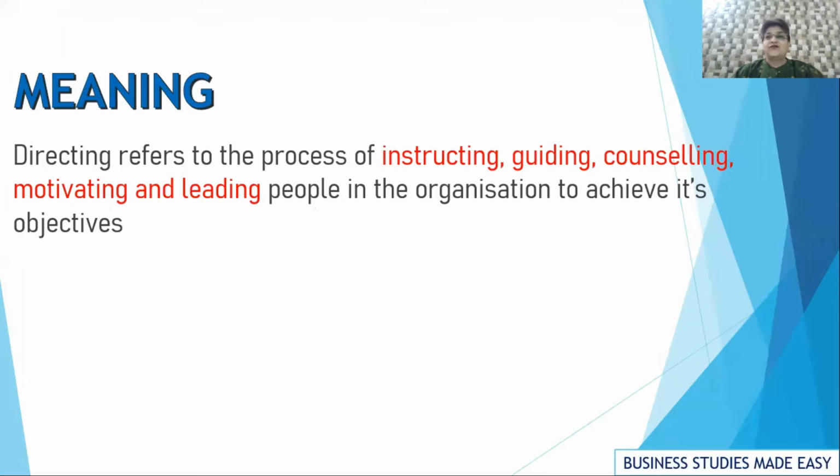So it is the process of instructing, guiding, counseling, motivating, and leading the people. So in this function, the workers, the people, the employees in the organization, are instructed about how the work is to be done. And if they have any problem, they're guided properly, they're counseled regarding any problem that they may be having. And if they're not able to achieve the targets, they are motivated and led from the front. So directing has got a lot of elements. It's got four elements basically. So directing is also called the key function or the doing function.